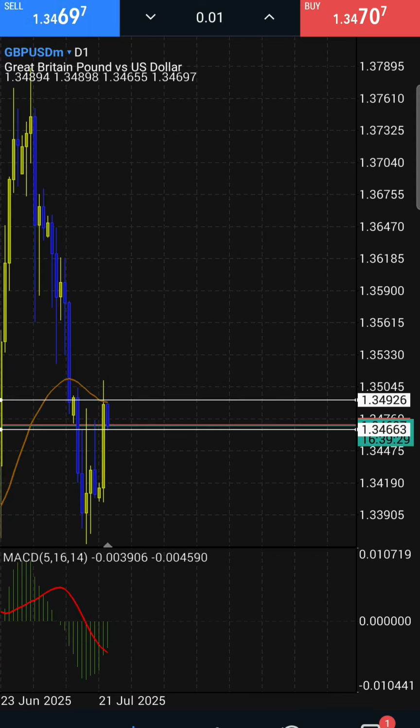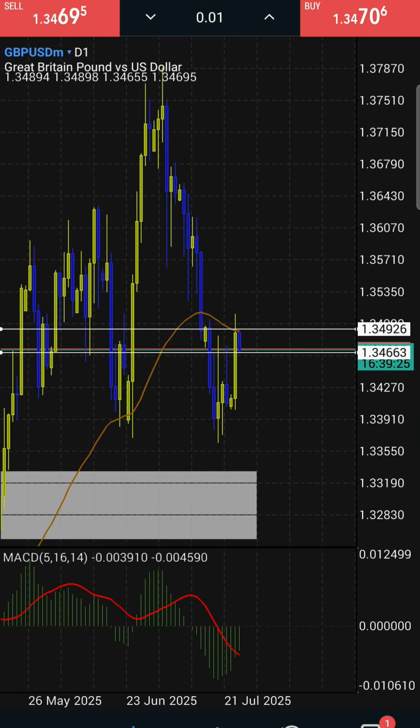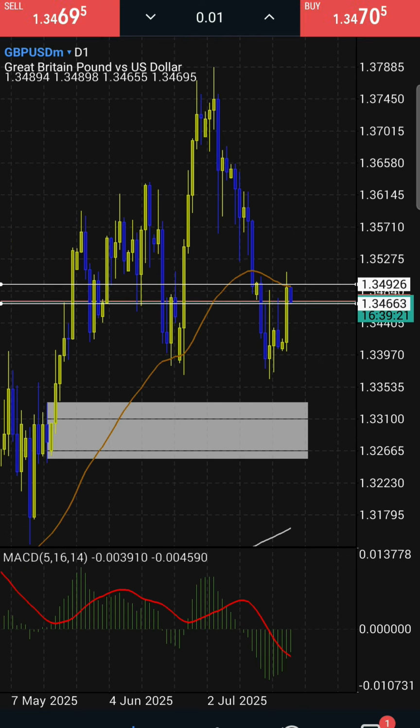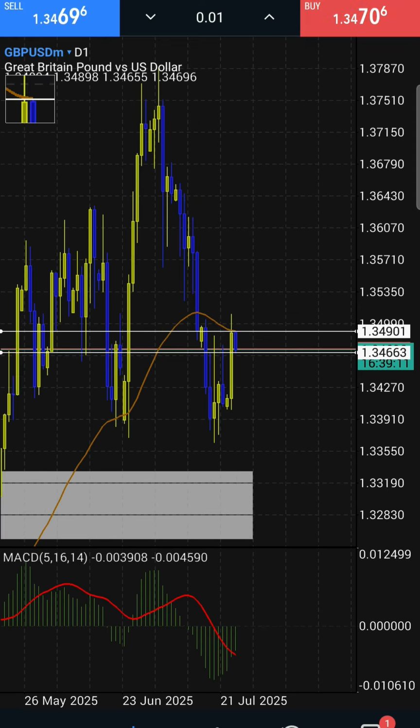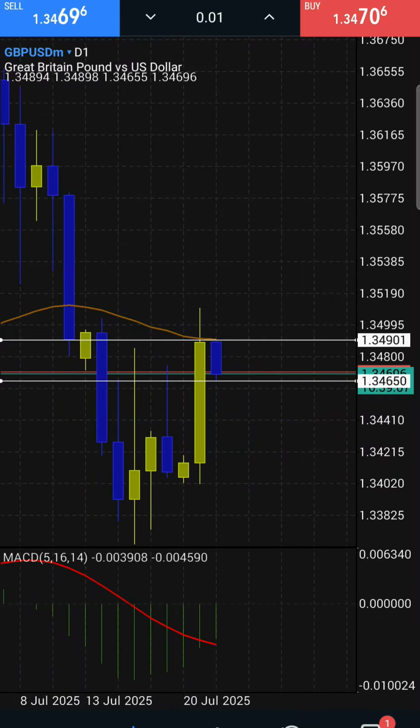Now, there's something that happens on the daily chart every single day. There's something called candle range theory, which is simply telling us how the daily candle, or how any candle for that matter, ranges. When it opens, when it closes, the highs, the lows, everything.